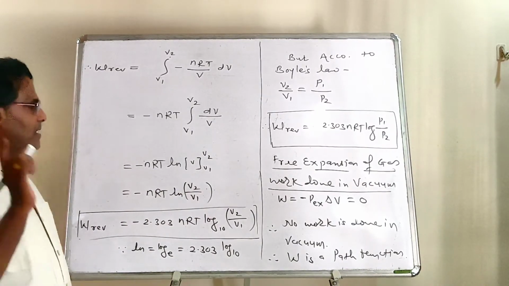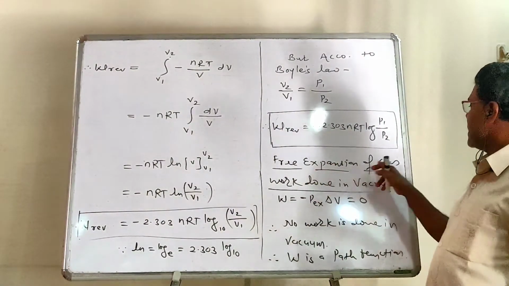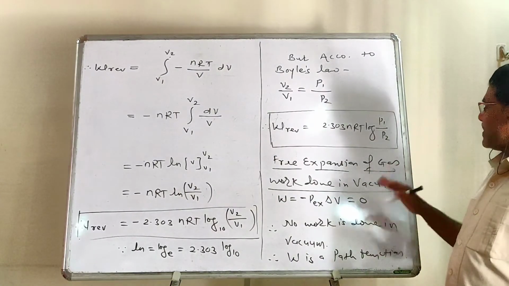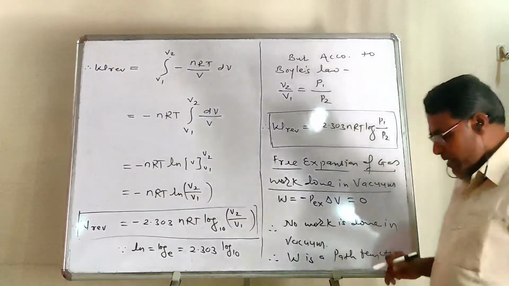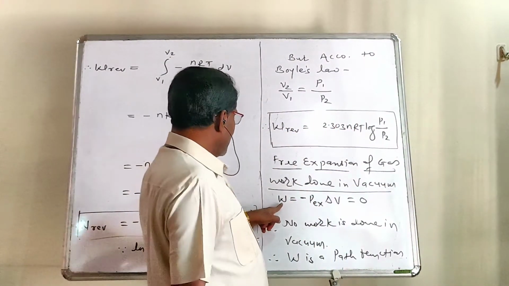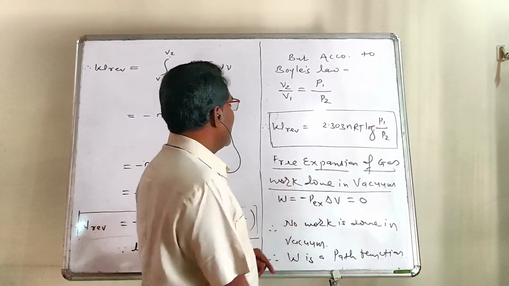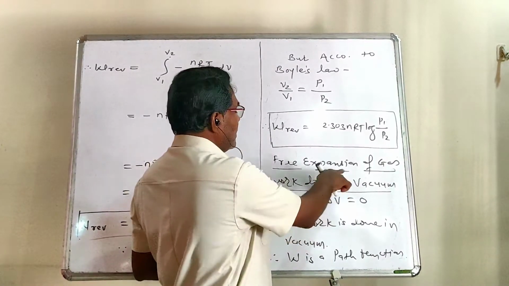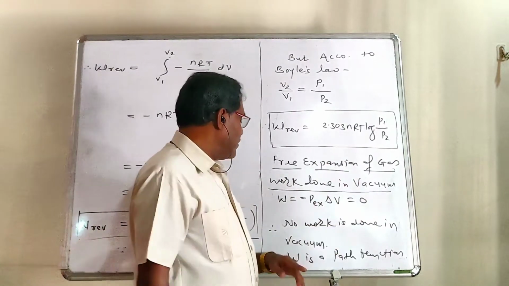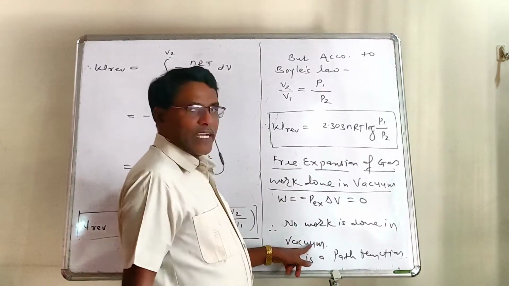Okay, now see beta, और एक सिंपल सा पॉइंट हम यहाँ कंसिडर करेंगे, फ्री एक्सपांशन ऑफ गैस या वर्क डन ड्यूरिंग एक्सपांशन ऑफ गैस इन वैक्यूम, where opposing pressure is 0. We know expression for work done W is equal to minus P external into delta V, but यहाँ opposing pressure is 0 as expansion occurs in vacuum, work done will be equal to 0, and hence we can say no work is done during expansion of gas in vacuum.